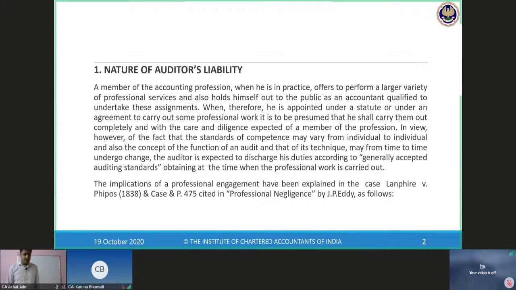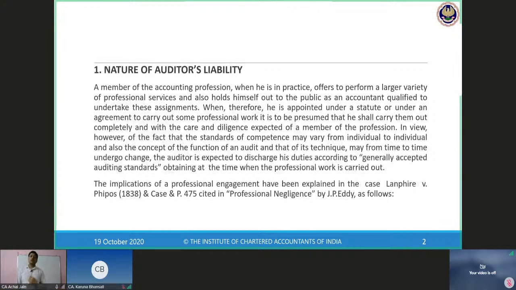So let's understand this para to get the perspective around it. First of all, a member of the accounting profession, accounting means audit profession, when he is in practice, offers to perform a large variety of professional services and also holds himself out to the public. Public means public at large or the stakeholders, as an accountant, as an auditor qualified to undertake these assignments.